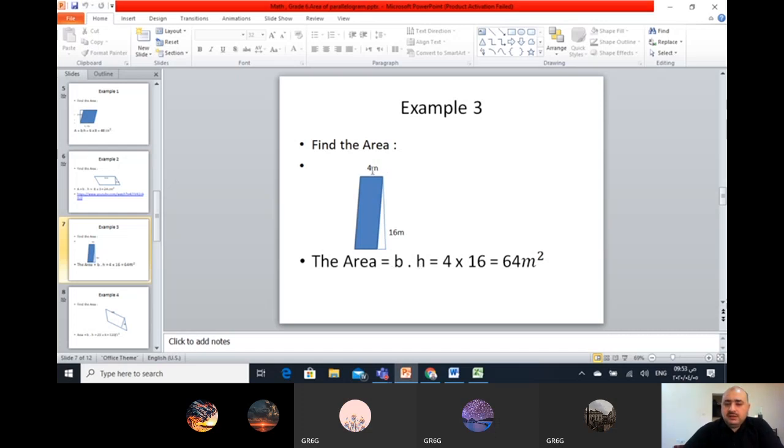The rule of the area: base times height. The value of base here is 4, so put here 4. Multiply by the value of h, which is 16. Now 4 times 16 will be 64. And the unit is meters squared.